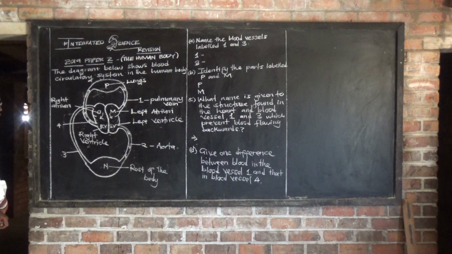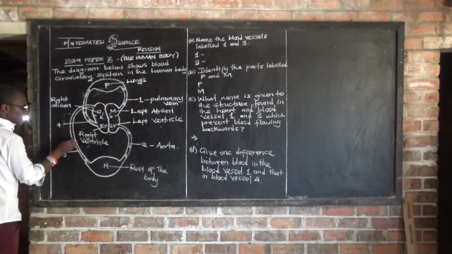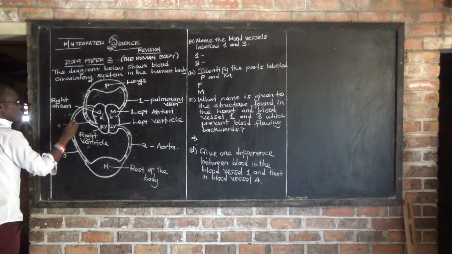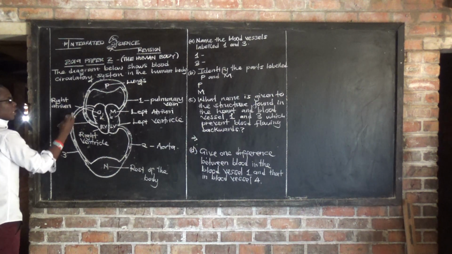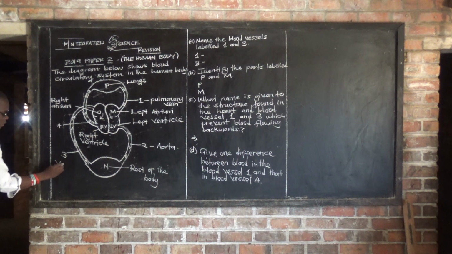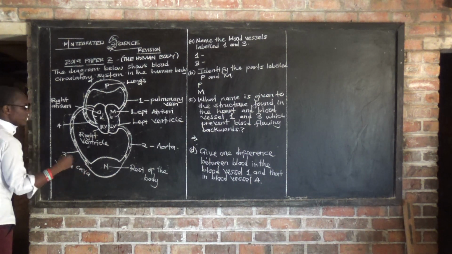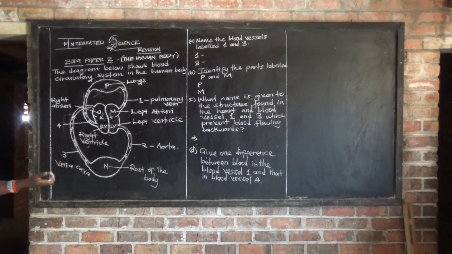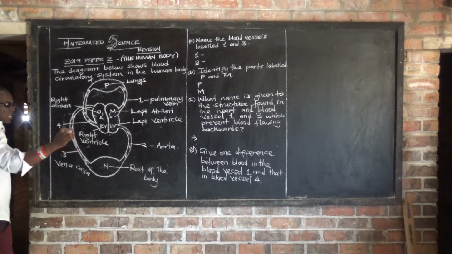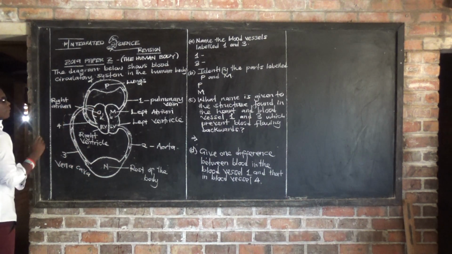Then blood vessel 3 is transporting deoxygenated blood from the rest of the body to the heart. Are we together? This one is called the vena cava. So blood vessel 3, the vena cava, transports deoxygenated blood from the rest of the body to the heart.